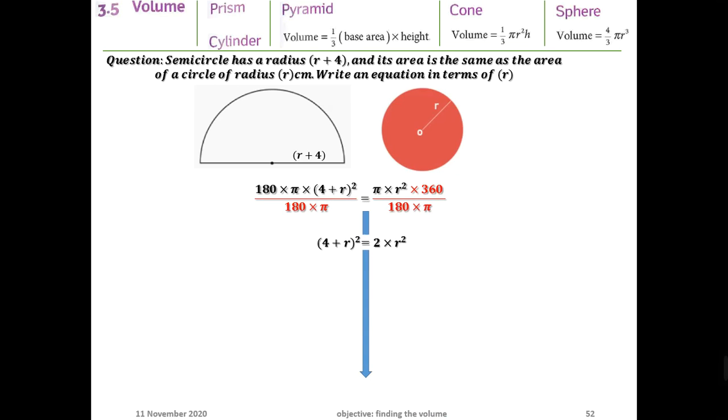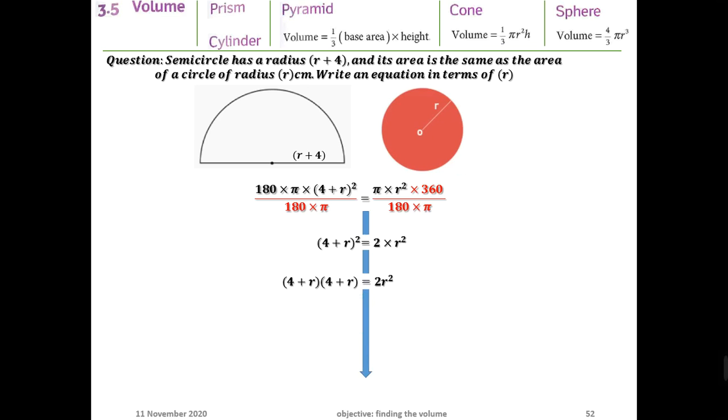On the right side of the equation, 360 divided by 180 is 2. Pi in the denominator is gone with the pi in the numerator. So what's left is 2 times r squared. Now we can get rid of the brackets. 4 plus r to the power of 2 is equal to 4 plus r in brackets times 4 plus r in brackets. And 2 times r squared, we can write as 2r squared.